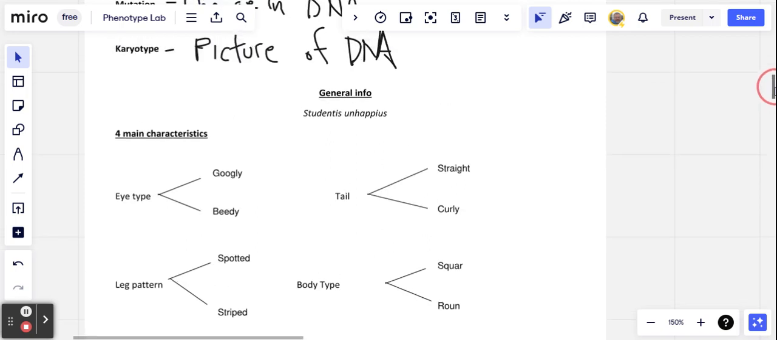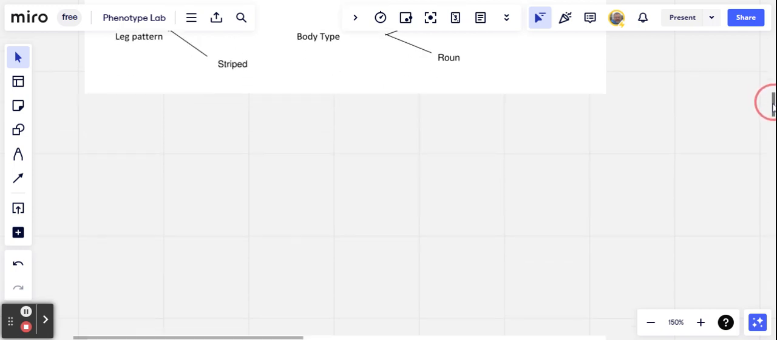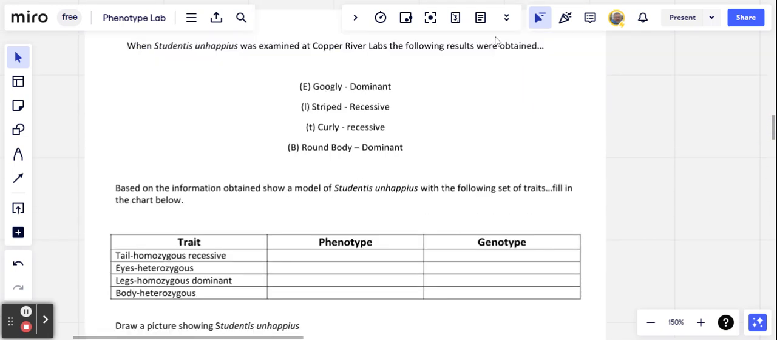Okay. So we're going to look at these 4 characteristics, just like you did a cross for yourself. We're going to do a cross for this organism that we're studying. Here it says: when Studentus unhappius was examined at Copper River Labs, the following results were obtained. This organism has googly eyes, the dominant trait. It has striped, which is recessive. It has curly, which is recessive, and a round body, which is dominant.